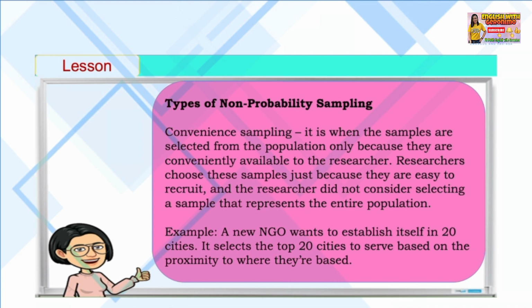The first one is convenience sampling. It is when the samples are selected from the population only because they are conveniently available to the researcher. Researchers choose these samples just because they are easy to recruit, and the researcher did not consider selecting a sample that represents the entire population. For example, a new NGO wants to establish itself in 20 cities. It selects the top 20 cities to serve based on the proximity to where they're based.